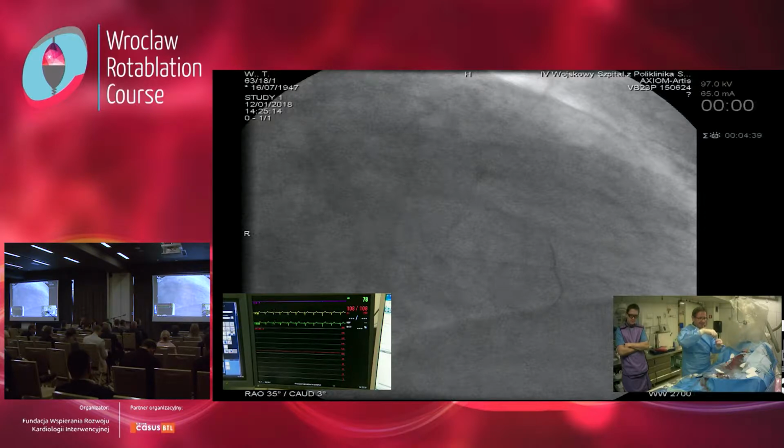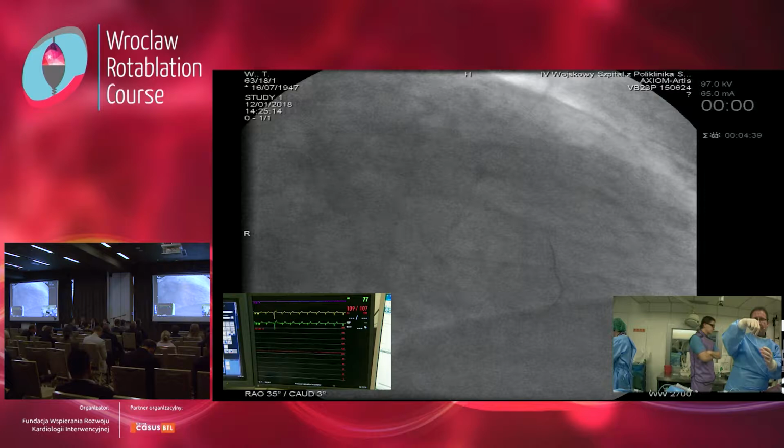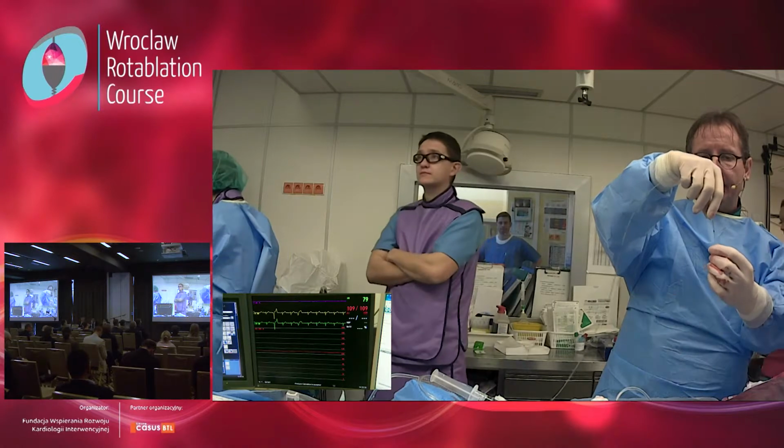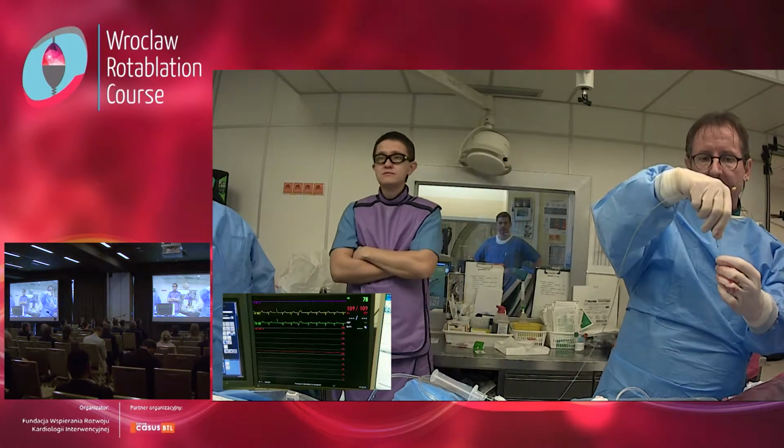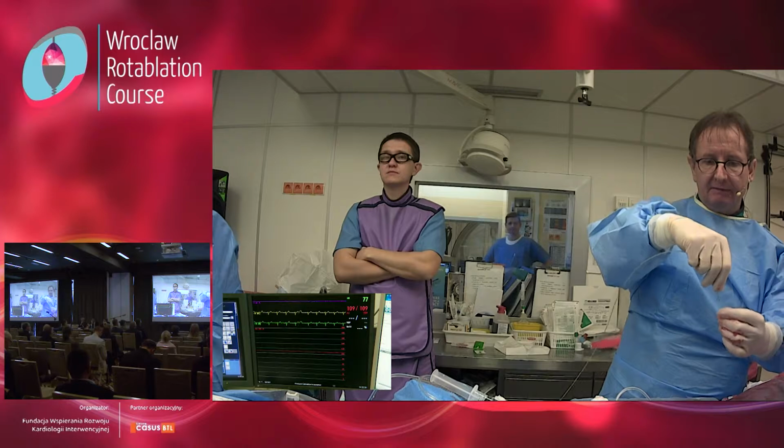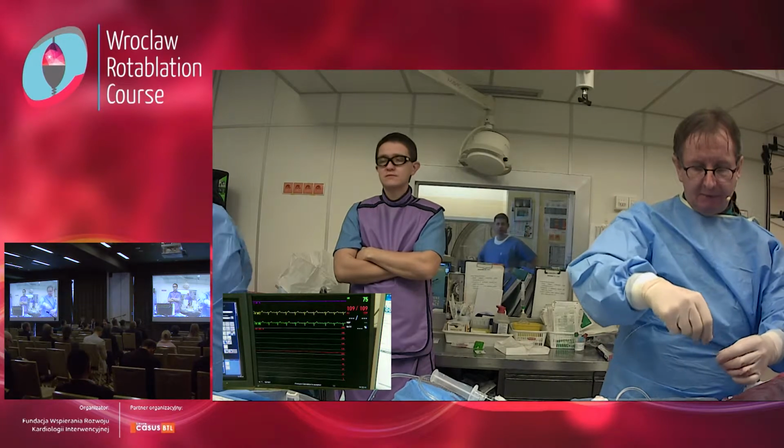Could you show us in a close-up how you advance the rotabur on the wire? Yeah. So we let it here drop. The fluid, saline, is dropping off the wire. Wire is wet and is going very easy forward.